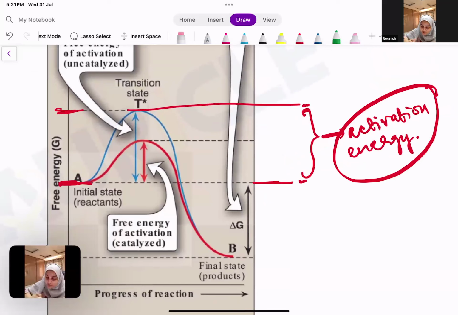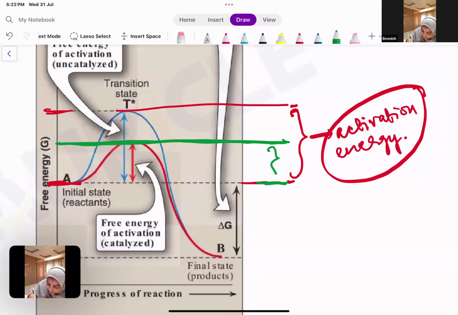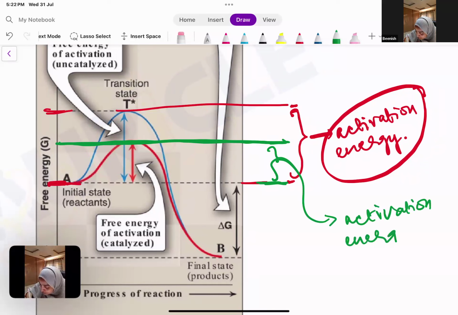Now what happens by using an enzyme? You can see here is the transition state. So you can see the transition state has been lowered, in other words, the activation energy has been lowered. Okay, so now this was the initial state of the reactants. Now the transition state is here. So the activation energy, this one is the activation energy in an enzyme catalyzed reaction.